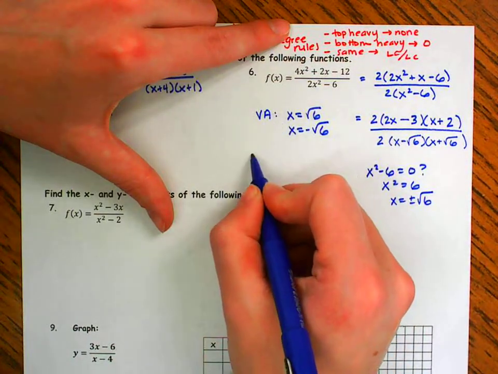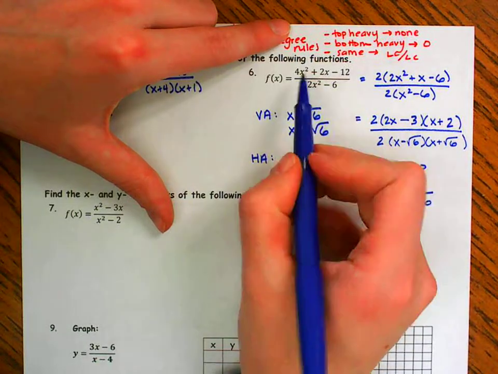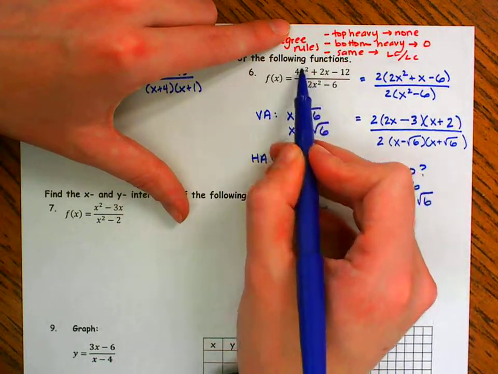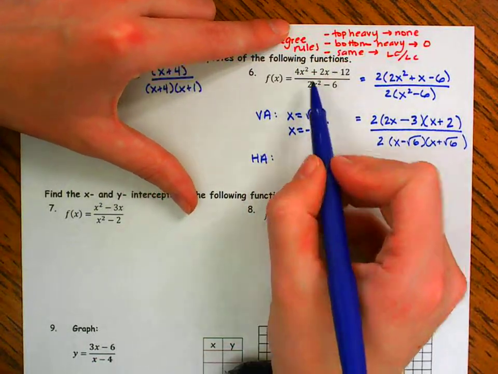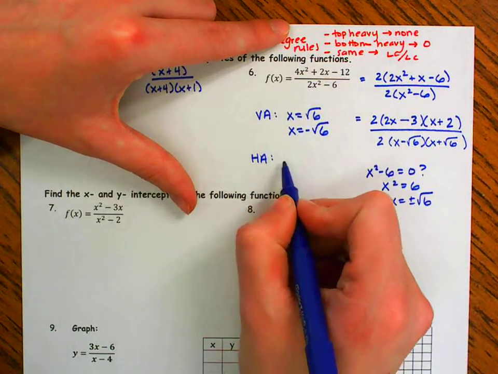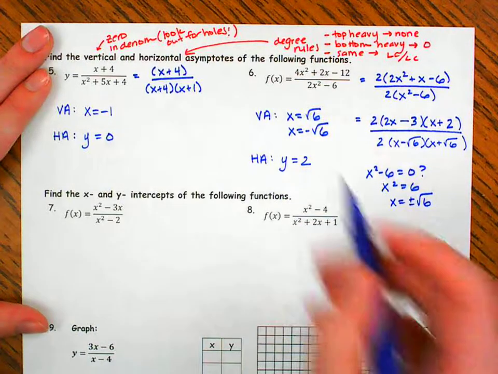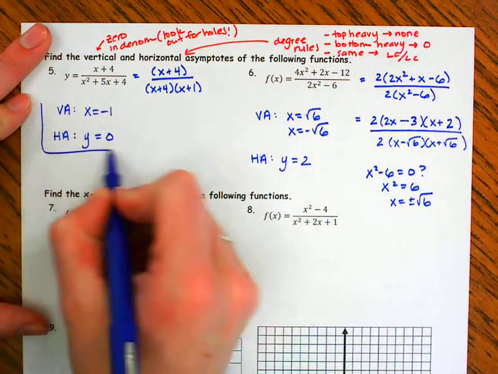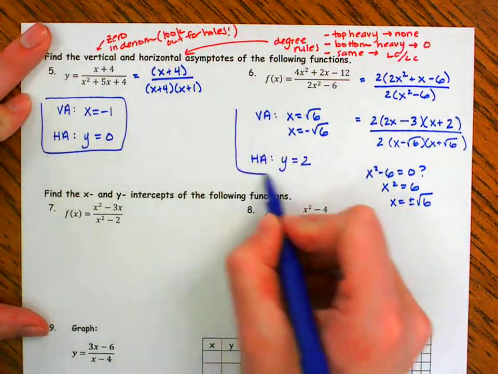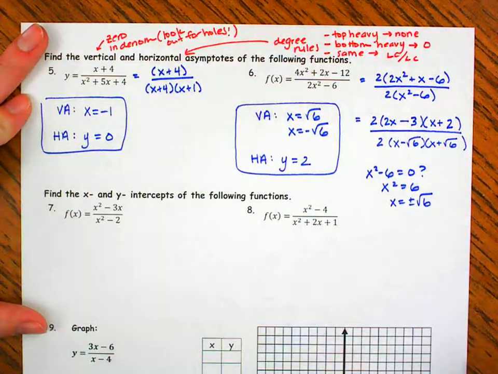So now let's do my horizontal asymptote. Let's see. I notice that my degrees are both quadratics. They're both something squared. So I'm looking at their leading coefficients. I have 4 and 2. If I divide 4 over 2, I get a value of 2. Remember, vertical asymptotes are x equals. Horizontal asymptotes are y equals. Okay? That is something I will expect you to know.